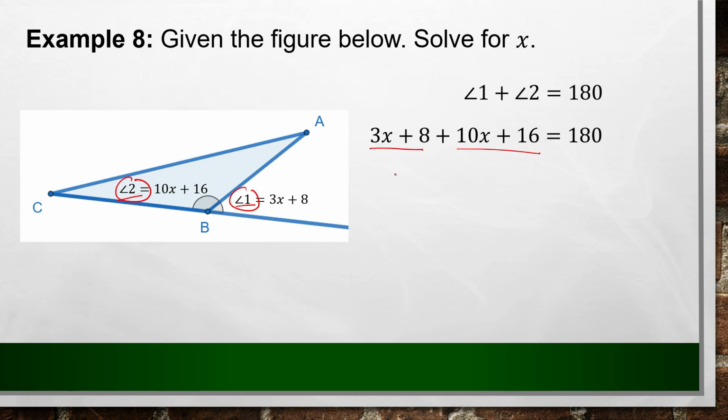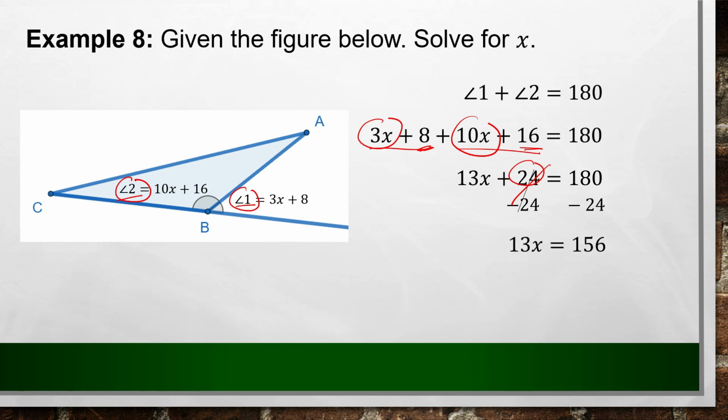Okay, so let's combine the similar terms. 3x and 10x, that's going to give us 13x, and then 8 and 16, that's 24, equals 180 degrees. Okay, so let's move this 24 to the right side. That's a positive 24, so minus 24 on the right side. 180 minus 24 is equal to 156. And then finally divide by 13. The answer is equal to 12.